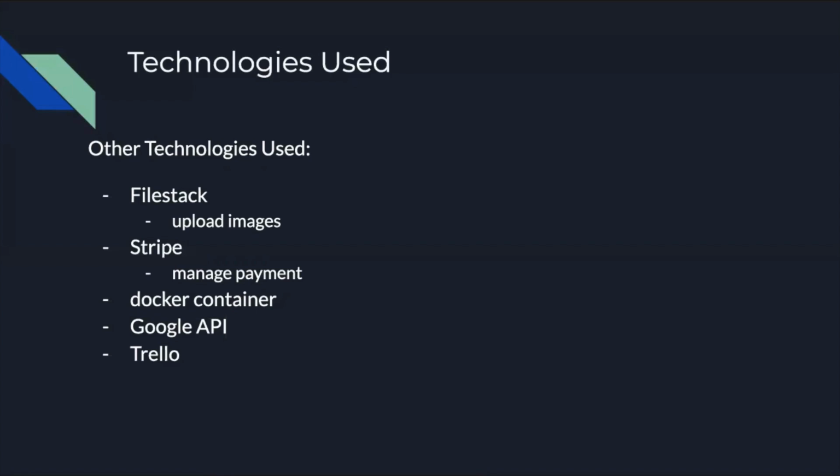We also use Google API for the add event to calendar feature, so that users can add events to their Google Calendar. And we also use Trello to keep up to date with the tasks we have to do. Another technology we used was Slack, so we can communicate with each other effectively.